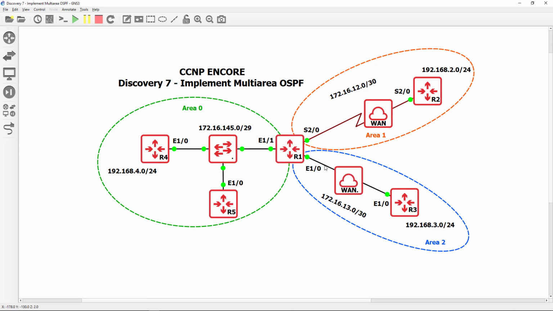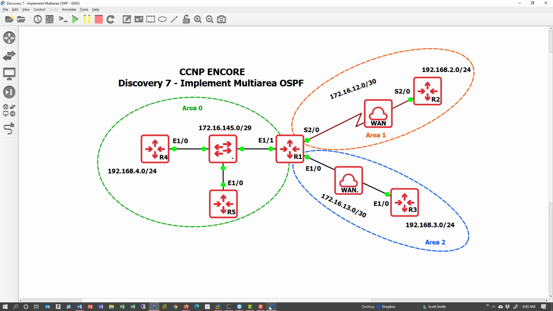All right. So we'll wrap up this discovery. We've got a couple more discoveries actually in the next section, 3 different discoveries that we're going to go through with regard to OSPF. So we'll see you guys in those a little bit later on.